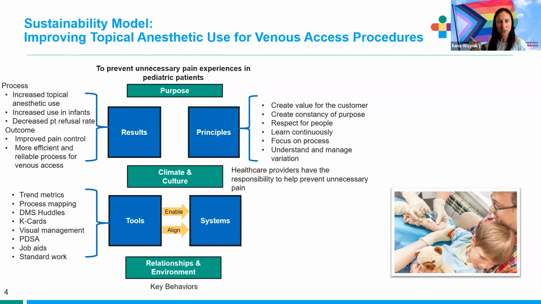So going back to the results box here. So we picked some process measures, right? Because we were trying to improve our process of making sure that when placing IVs or doing labs that we are using topical anesthetics. And so the logical process measure to follow was this percentage of IVs with topical anesthetic use. We also wanted to specifically look at topical anesthetic use in infants because we had identified that as an extra special problem. And then also decrease the patient refusal rate.